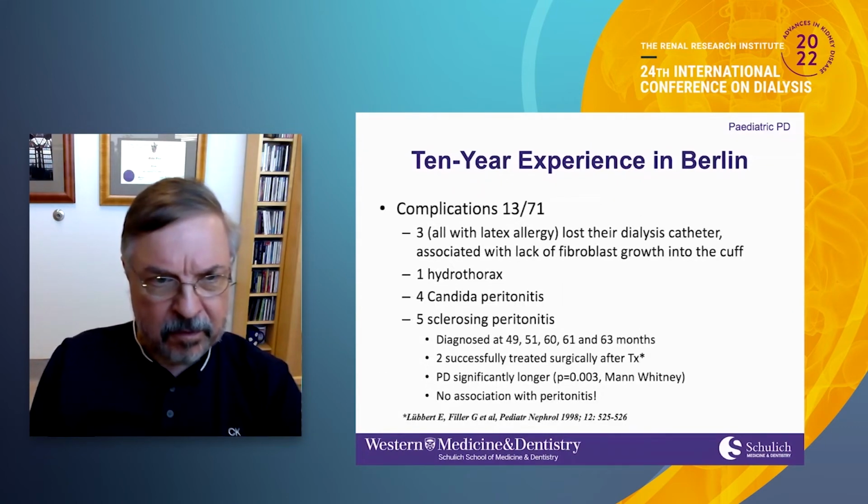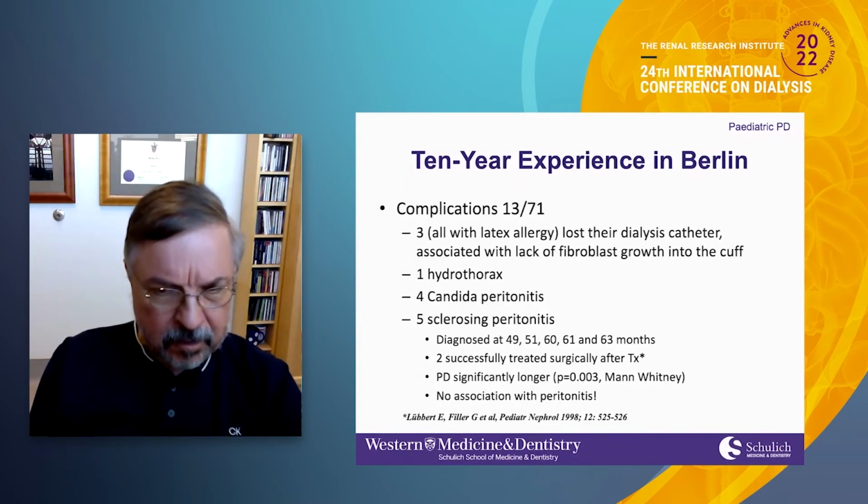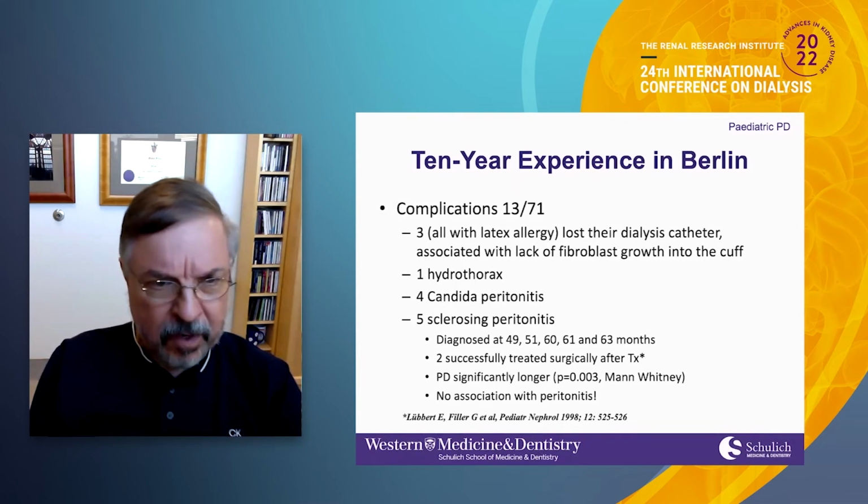13 of these patients had complications. 3 had latex allergies and lost their catheters. There was 1 peritoneal pleural fistula, 4 had Candida peritonitis, and 5 actually were diagnosed with sclerosing peritonitis. 2 were successfully treated surgically after transplantation, and of course they had a longer period of peritoneal dialysis, but they had no association with peritonitis.